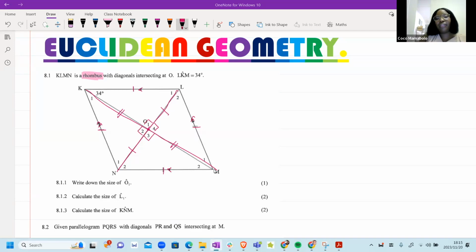By the way, if K on this side is 34 degrees, what does that mean K1 is equal to? What is K1 equal to? It's in the word bisect. I'll tell you that. Because this line KM bisects the angle at K, if this is 34 degrees, what do we know K1 to equal? Not 56, part 2.